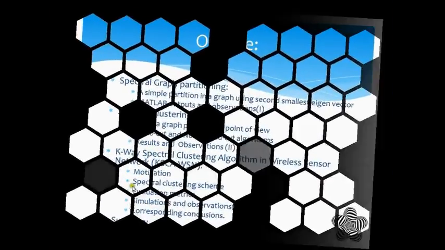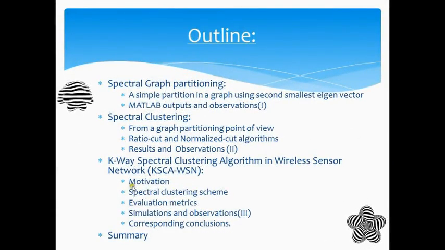Let's start with the outline of this presentation. It is subdivided into three sections. First one deals with spectral graph partitioning. The next one is about spectral clustering, and the third one is about the algorithm itself that has been implemented in wireless sensor networks. In spectral graph partitioning, we'll be going for a very experimental program that will simply partition a graph using second smallest eigenvector concepts.